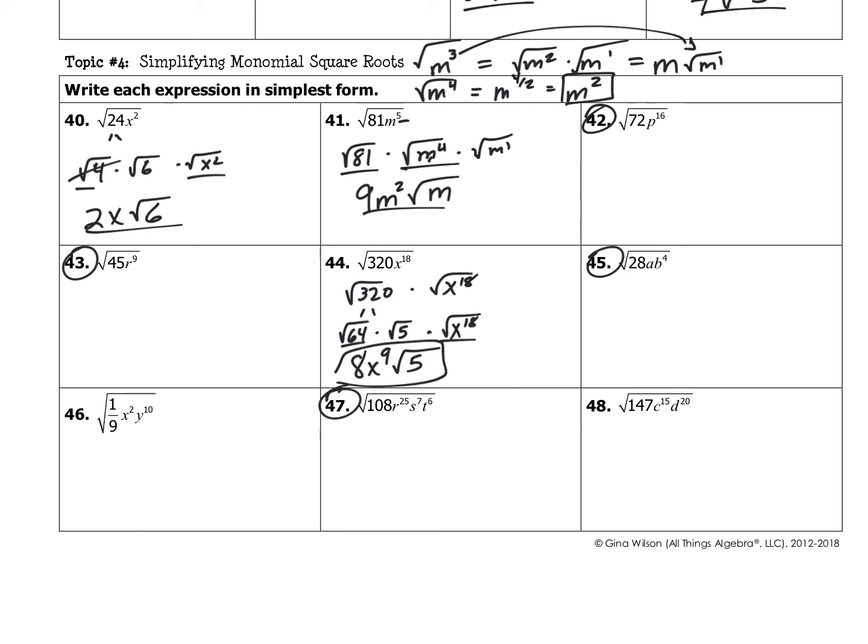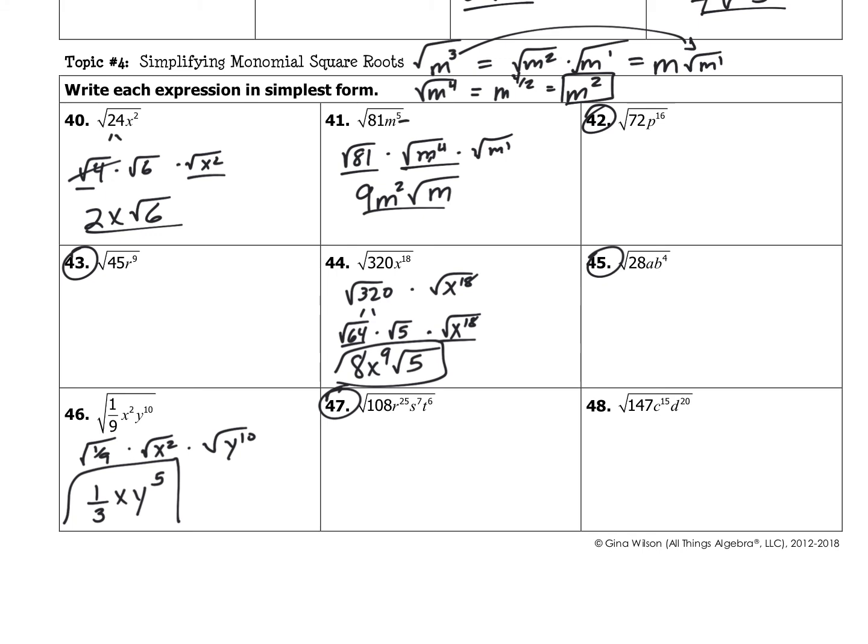Number 46, the square root of 1/9 times the square root of x squared times the square root of y to the 10th. Actually, all three of these are square rootable. Square root of 1/9 is 1/3. The square root of x squared is x, and the square root of y to the 10th is y to the 5th. Last one, number 48.